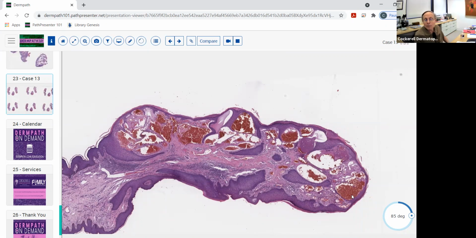And there's several different forms of these. There's the Mibelli type. There's the solitary type. There's the type that's kind of circumscriptum, if you will. And then when you get the widespread type, that's where you start thinking about the possibility of the syndromes. And there's several of these.